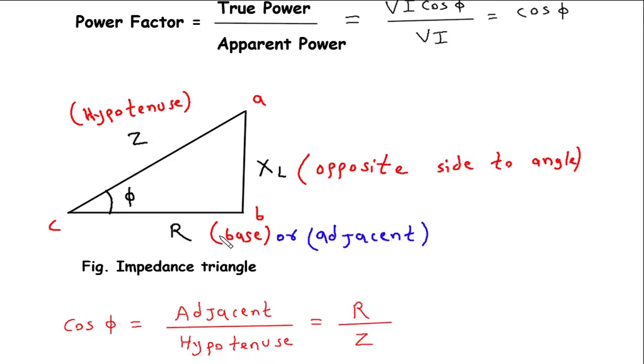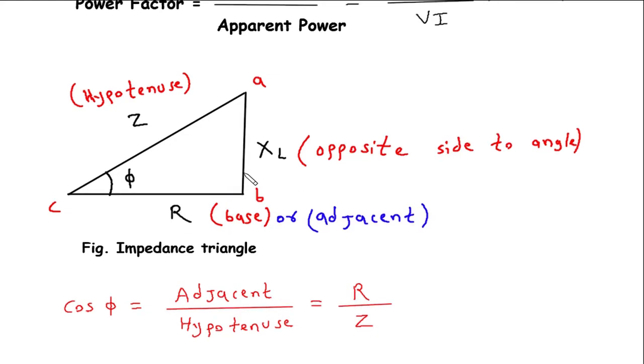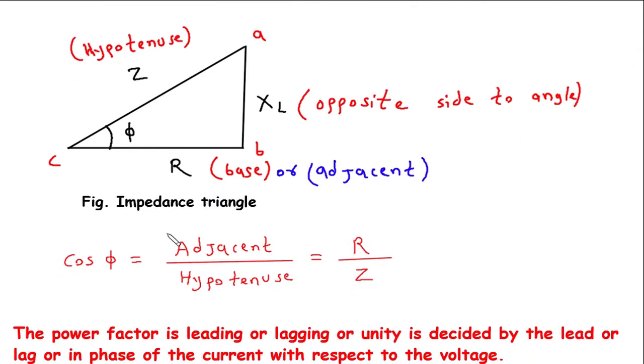Now this is an impedance triangle. This will be Z or impedance. This will be inductive reactance XL and this will be resistance R. Now if we take this as a right angle triangle, then this will be the hypotenuse, this will be the opposite side to the angle and this will be the base or adjacent side. Now cos phi is equal to adjacent side upon hypotenuse. So here the adjacent side is R and hypotenuse is Z. So power factor cos phi is equal to R by Z.